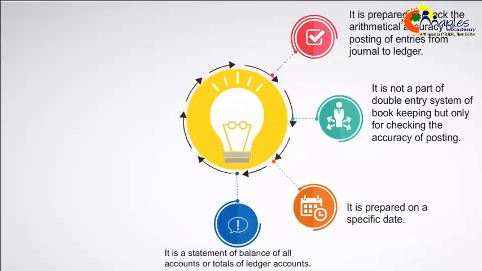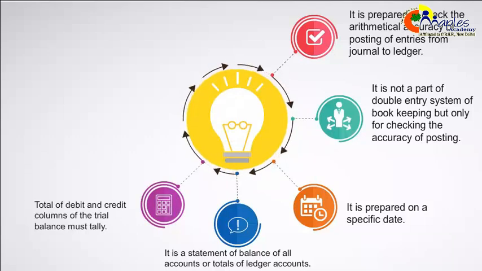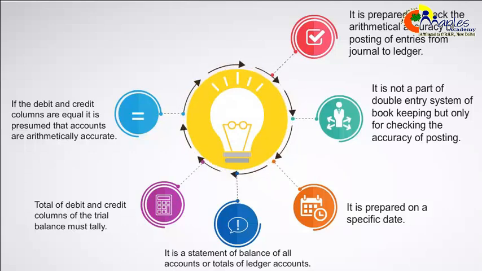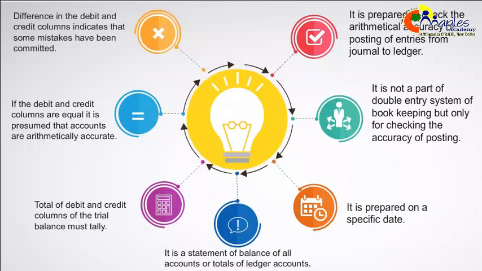4. It is a statement of balances of all accounts or totals of ledger accounts. 5. The totals of the debit and credit columns of the trial balance must tally. 6. If the debit and credit columns are equal, it is presumed that accounts are arithmetically accurate. 7. A difference in the debit and credit columns indicates that some mistakes have been committed.